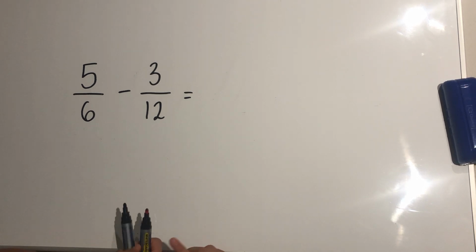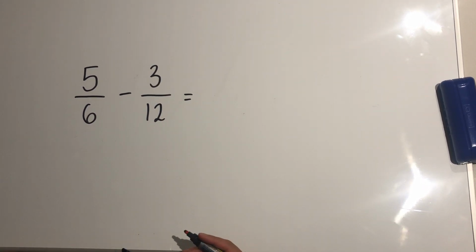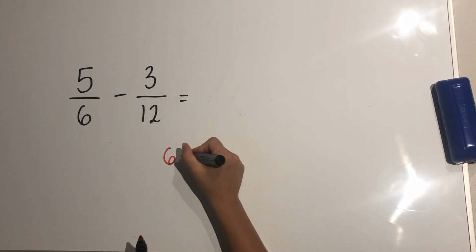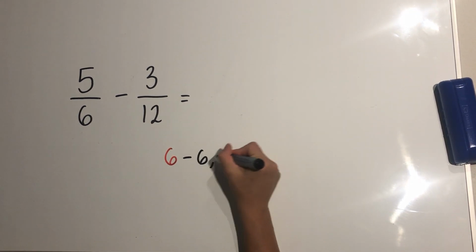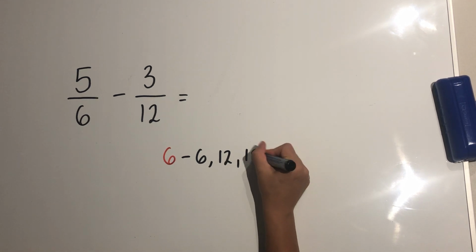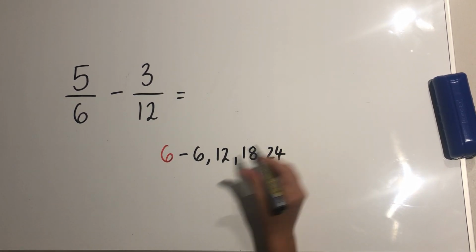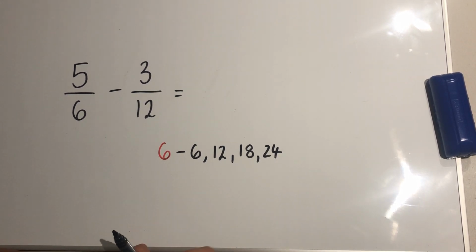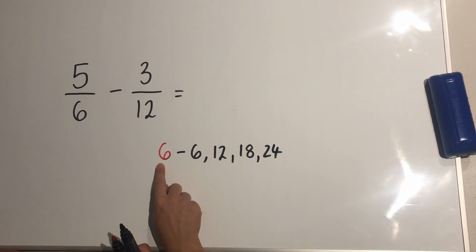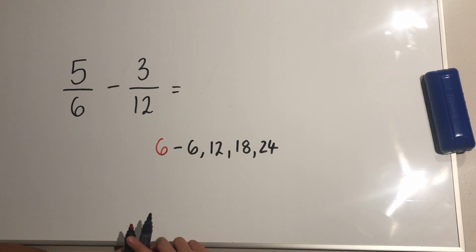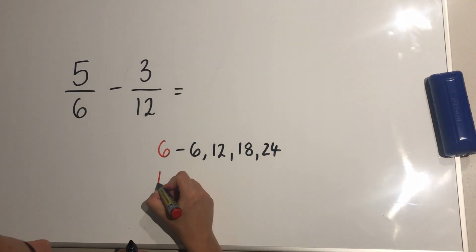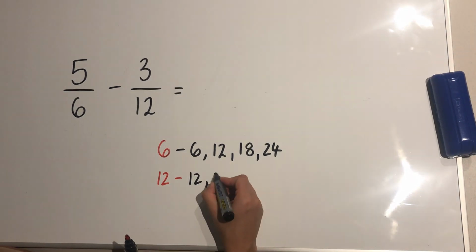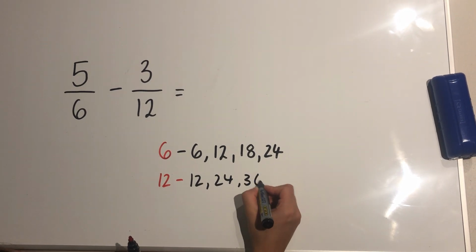So what we can do is we can create a list of multiples that our numbers go into. So 6, our multiples for 6 are 6, 12, 18, 24, and so on. So remember, a multiple is the number we get when we multiply 6 by another number. So this is where our skip counting comes in real handy. And our multiples of 12 are 12, 24, 36.